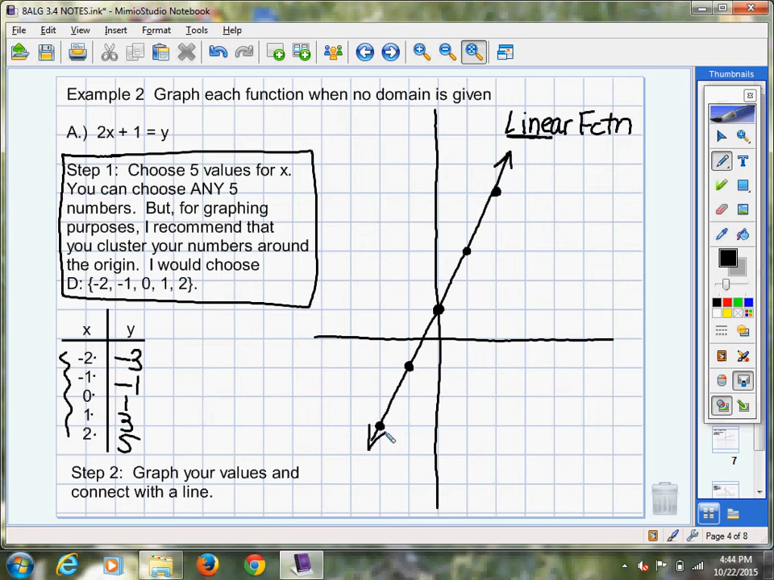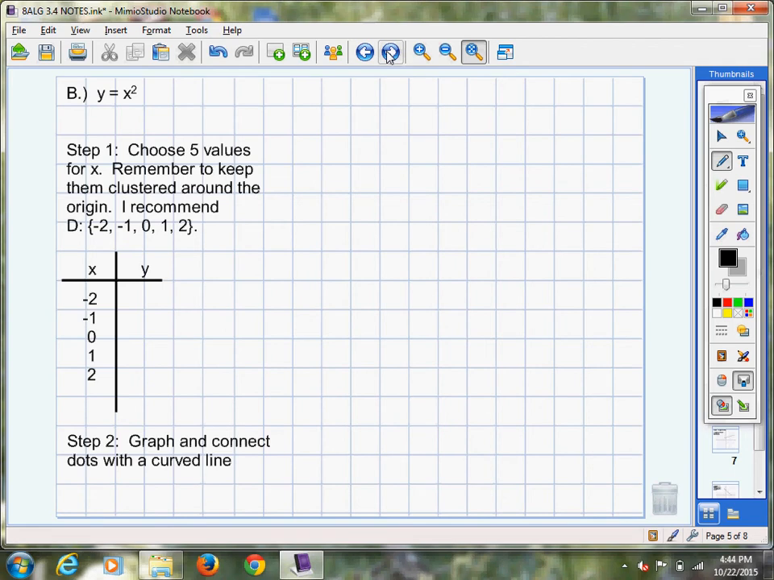Okay? Now let's move over here to letter B. This time our function is a little different. Y equals x squared.